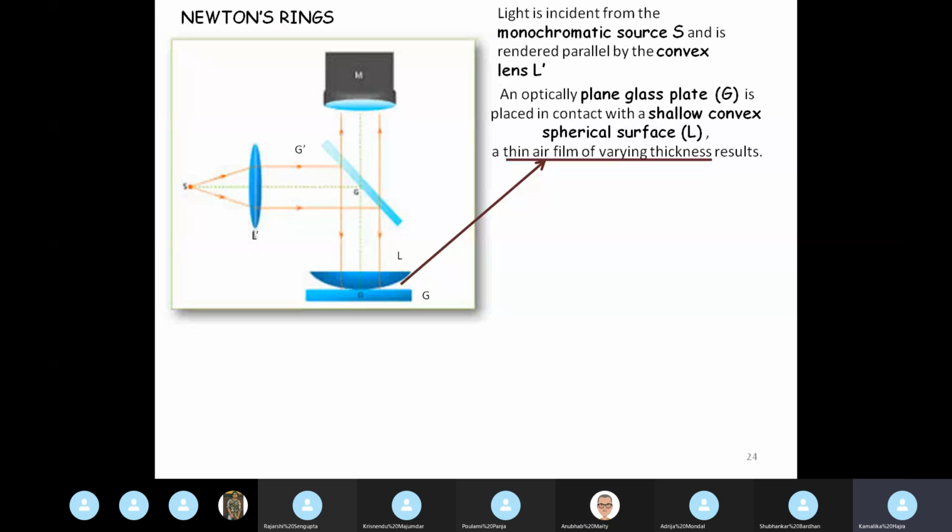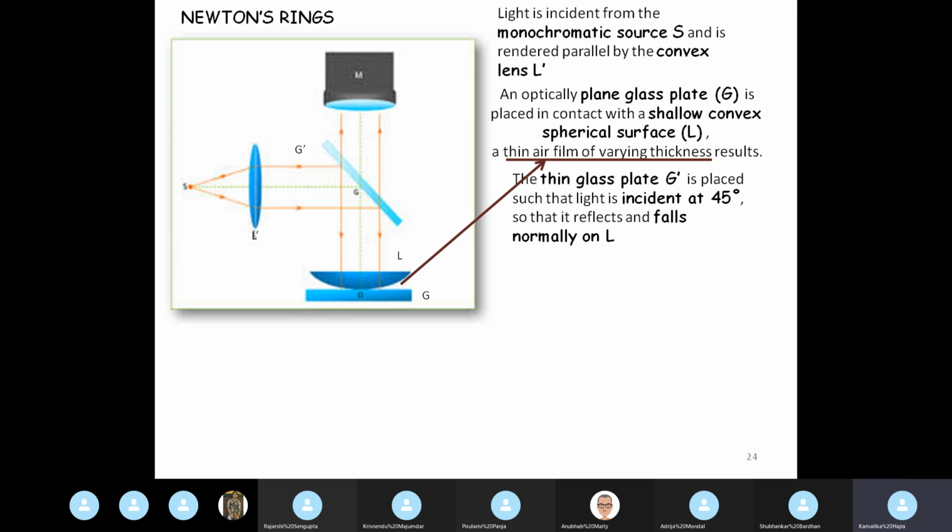Okay. All right. So this is the air film where the interference will take place, and because of which we will observe the fringes that we see. Now there is another thin glass plate G prime. This is placed such that this incident light, which will eventually come out parallel from the convex lens L prime, will be incident on G prime at an angle of 45 degrees, so that the reflected light will fall normally on L.